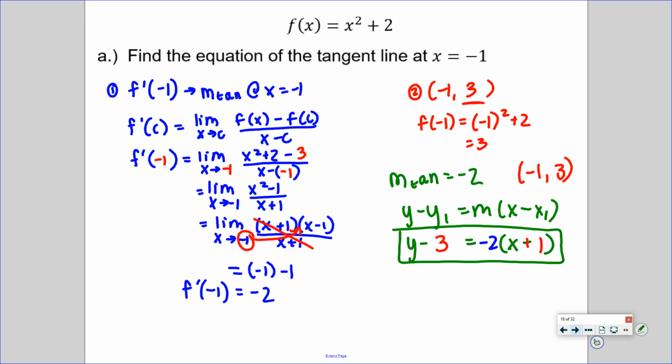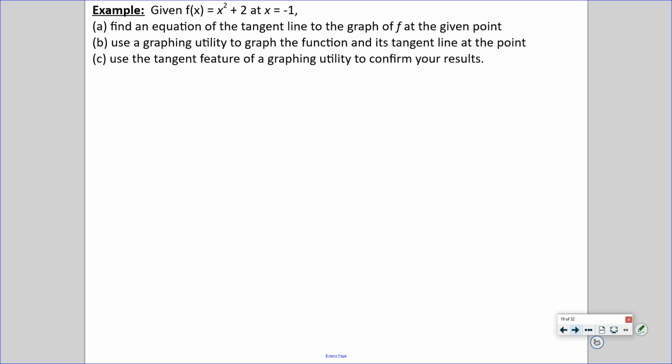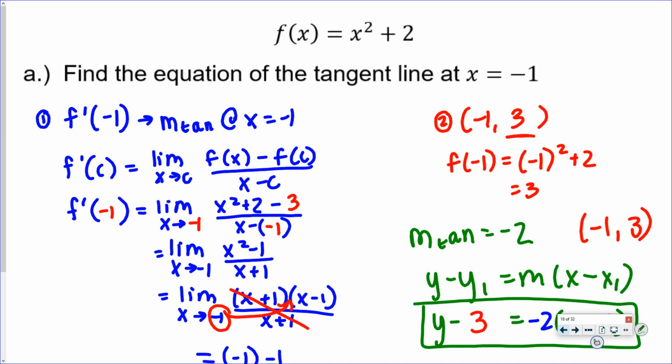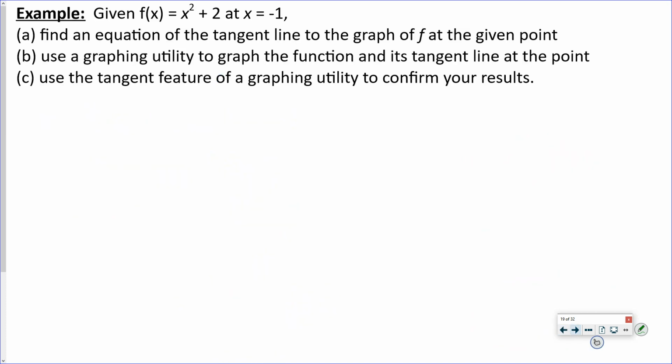Perfect. I'm going to show you that feature in your graphing calculator now. So there's a couple like this on your homework. Given x squared plus 2, which was the one we just did, x squared plus 2, at x equals -1. Find an equation of the tangent line to the graph at the given point. All right, so we said that was y minus 3 equals -2 times x plus 1. This is just the last example we did.